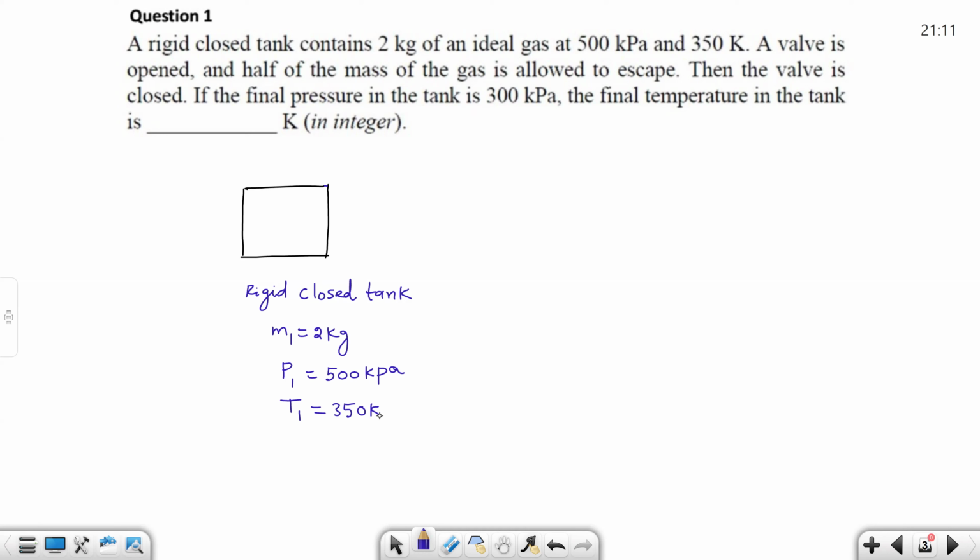A valve is opened. Half of the mass of the gas is allowed to escape. That means this M finally becomes 1 kg, and the pressure becomes 300 kPa. Mass becomes 1 kg, pressure becomes 300 kPa. What is the temperature, T2?